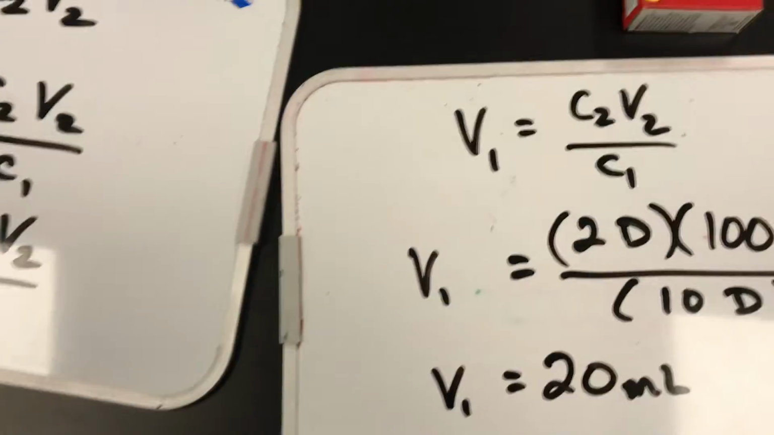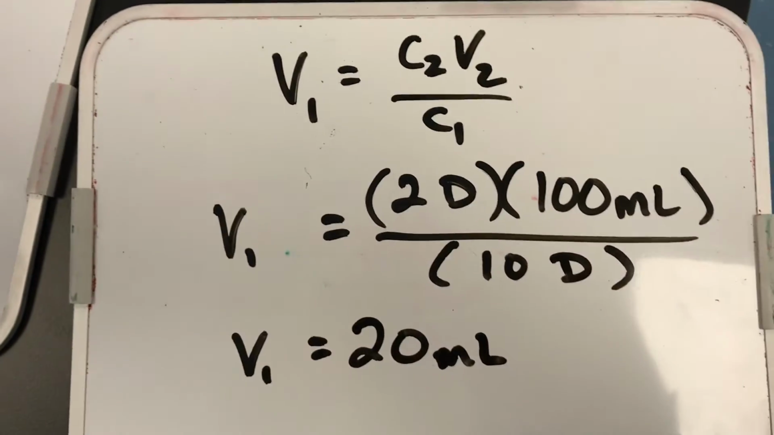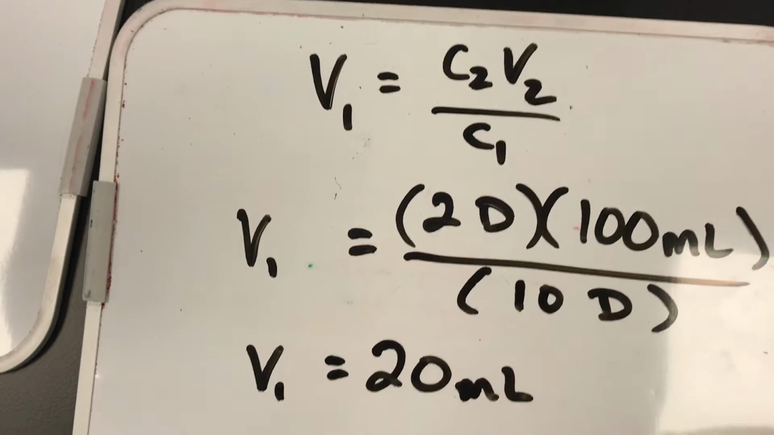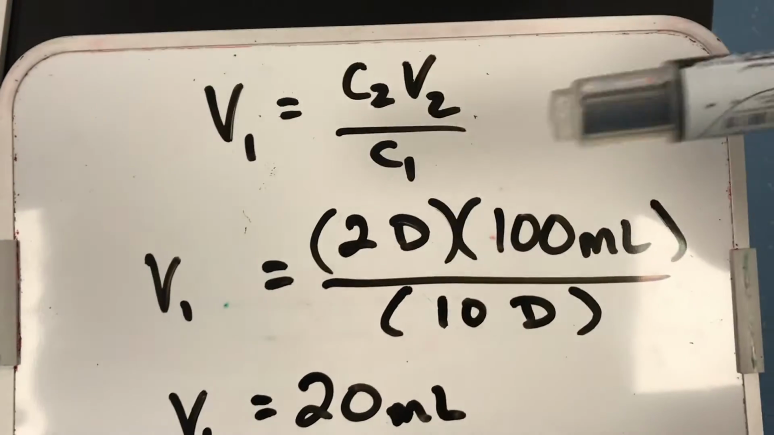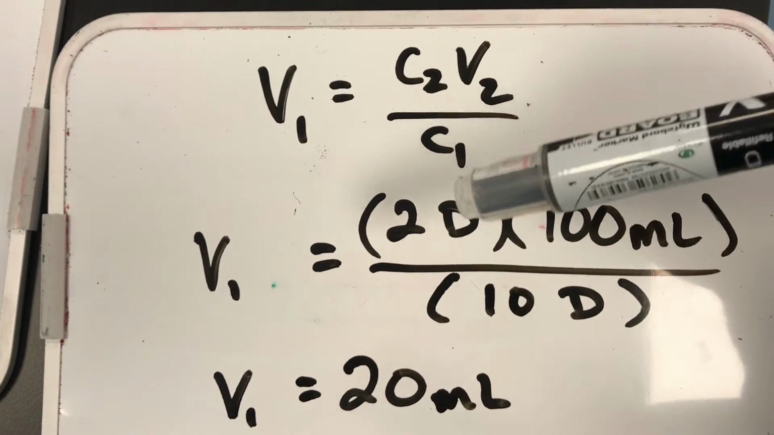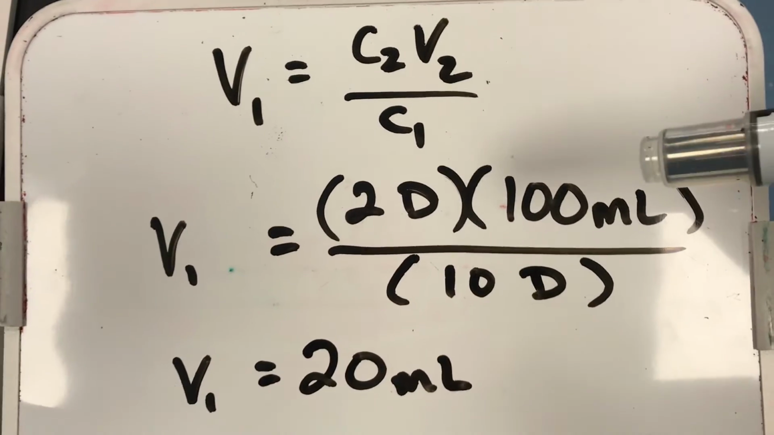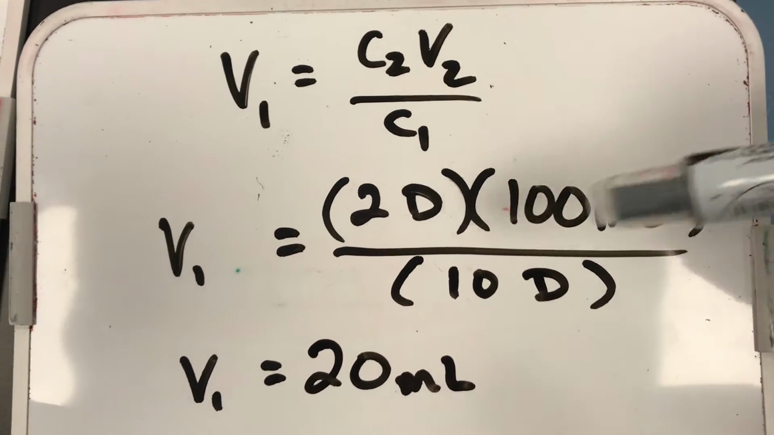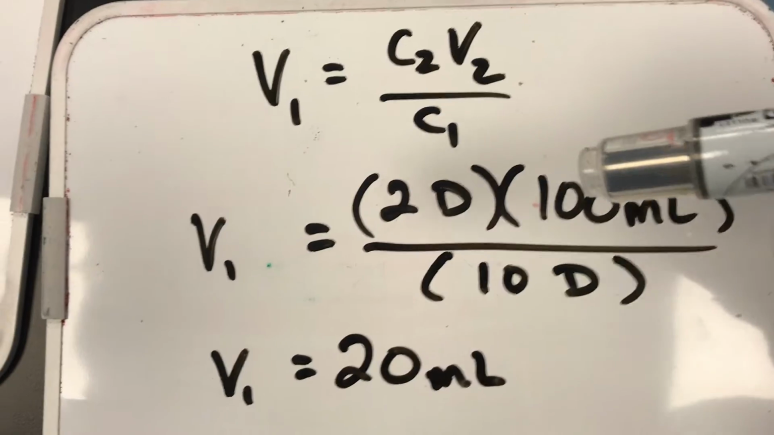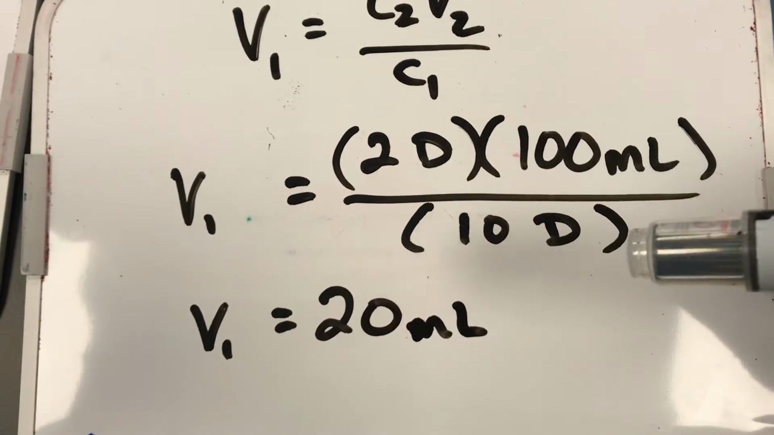Okay, let's see that in practice. So I've just rewritten the equation here. In the example, I said I want to make the 2D solution, and I want to make 100 mLs of it. That's why I need to know the volume in advance, 100 mLs. I'm starting with 10D solution.